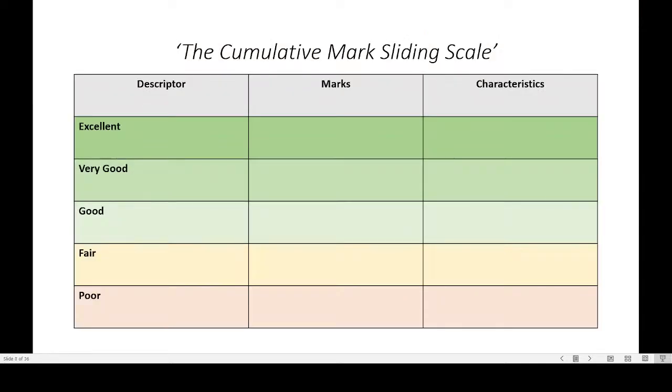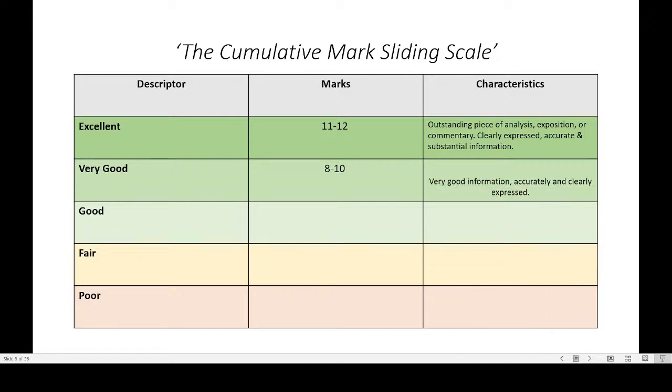So the cumulative mark, or the CM sliding scale, looks something like this. At the top we have our excellent. An excellent paragraph will receive around 11 to 12 marks, and the characteristics of that paragraph will be that it's an outstanding piece of analysis, exposition or commentary, clearly expressed, accurate, and contains substantial information. Moving down our sliding scale, we have a very good paragraph. You'll receive 8 to 10 marks for that. Very good information, accurately and clearly expressed. A good paragraph, you're going to receive 6 to 7 marks.